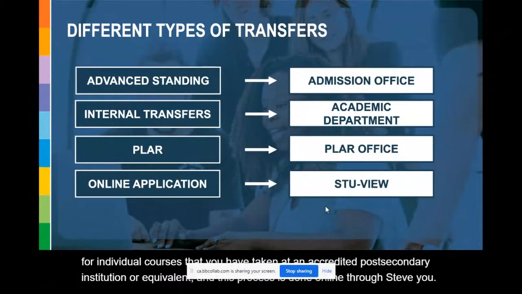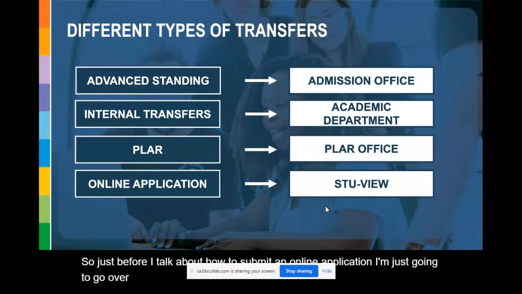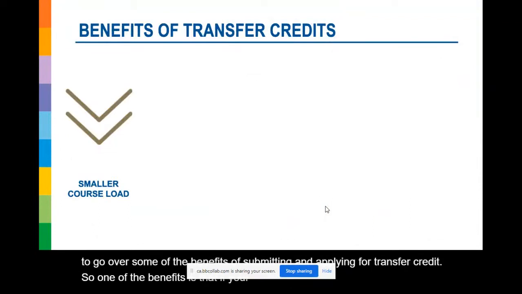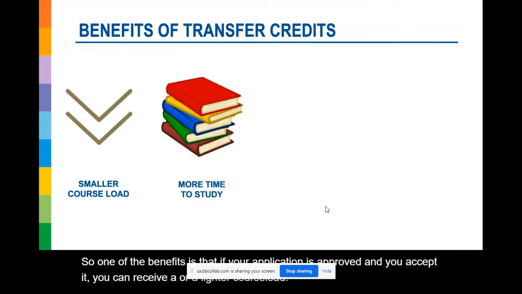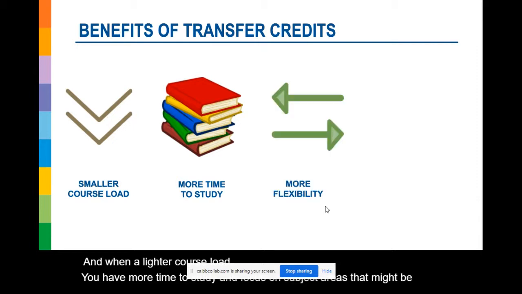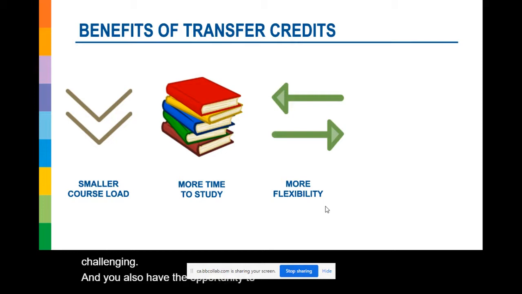So just before I talk about how to submit an online application, I'm just going to go over some of the benefits of applying for transfer credit. One of the benefits is that if your application is approved and you accept it, you can receive a smaller or a lighter course load. And with a lighter course load, you have more time to study and focus on subject areas that might be more challenging. And you also have the opportunity to have greater flexibility, not just with your current timetable, but for future timetables as well.